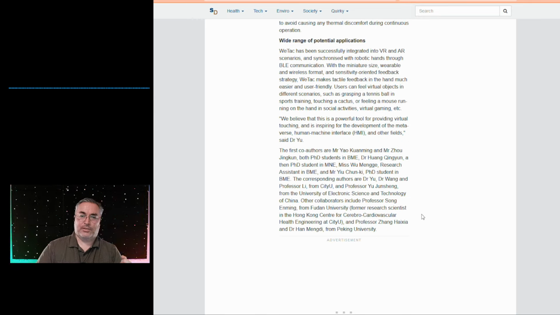Miniature size, wearable and wireless, sensitivity oriented feedback strategy. WeTac makes tactical feedback in the hand much easier and user friendly. And you ramp it up and you can do a full bodysuit, which can make remote interactions quite fascinating because you put a suit on like this and you can control a robot, and the robot has sensors on it that let you know if there is an obstacle or something's touching it or whatever. You can become more immersed in the remote presence than how it is today, which is basically just you're on with a joystick and you're controlling things. So I dig this. This is quite fascinating.